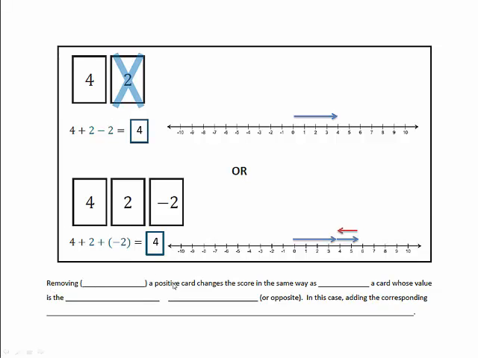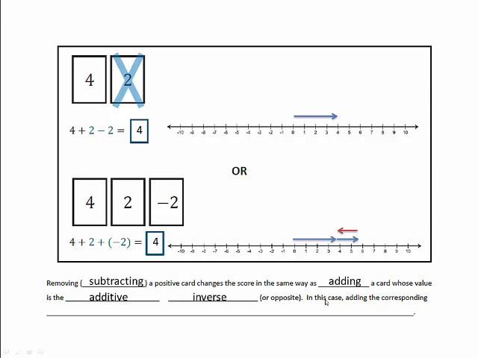If I look at it two different ways, removing or subtracting a positive card changes the score in the same way as adding a card whose value is the additive inverse, or opposite. Remember, additive inverse means a card that when you add it to another value, it gets you back to 0. So negative 2 is the opposite, or additive inverse, of 2. Together these make 0, which is why I'm back at 4.